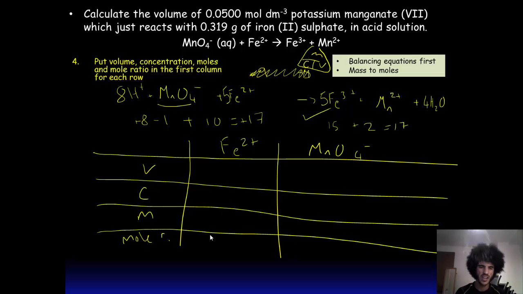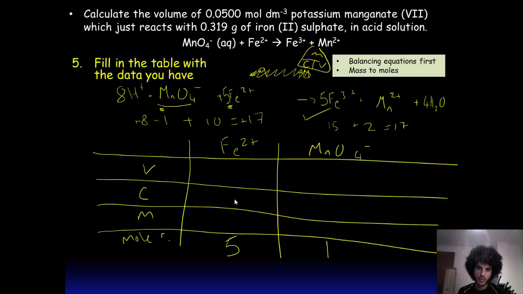And while I'm at it, let's do the ratio because we're going crazy. So, for every 5 moles of the iron, you can see there, it reacts with 1 mole of this. So the ratio of iron to manganese is 5 to 1. So I'm going to put 5 here and 1 here. Okay, let's put some numbers in.